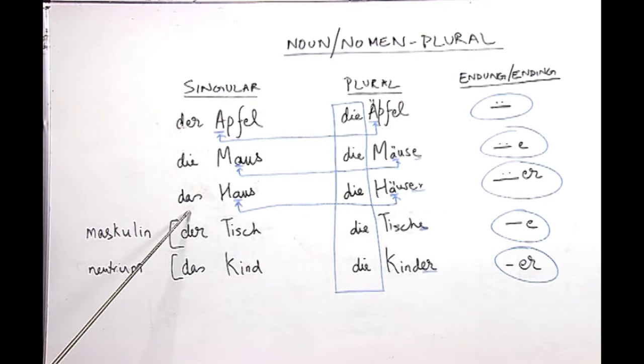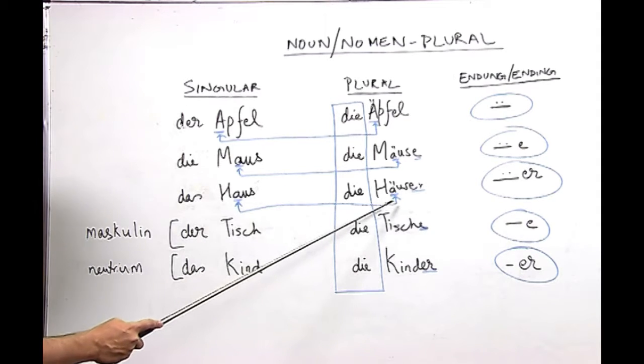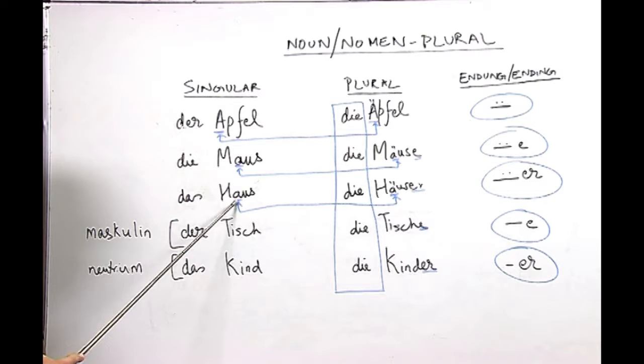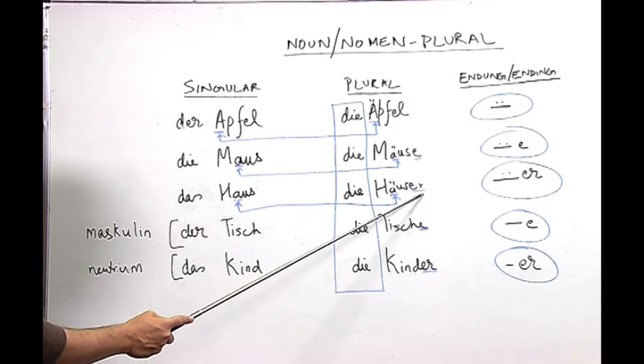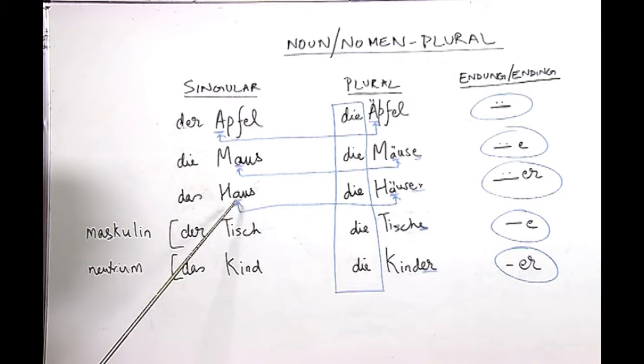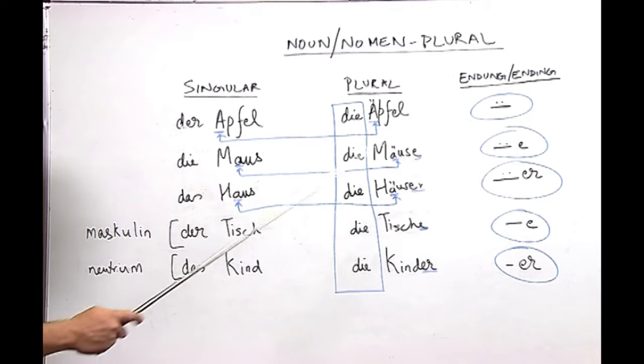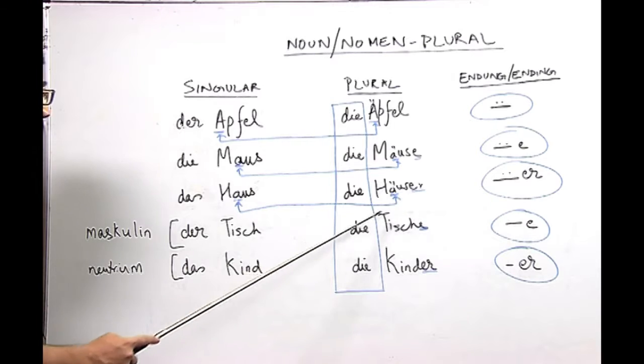Now, look at this noun, das Haus, where the article is das, which makes it the neutral gender. The plural, however, is with an umlaut and in addition an r. So, nouns which follow this pattern are usually in the category where they follow either the neutral gender or the masculine gender along with the ending er.